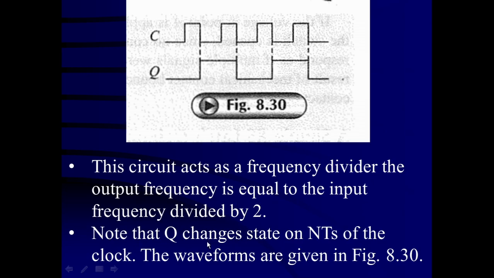Note that Q changes state on the negative transition of the clock. The waveforms are given in figure 8.30. So this is a very important application: this flip-flop can work as a frequency divider circuit, dividing the input frequency by 2, and this application is utilized to build counters and shift registers also.